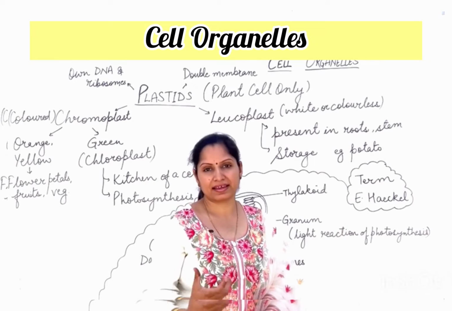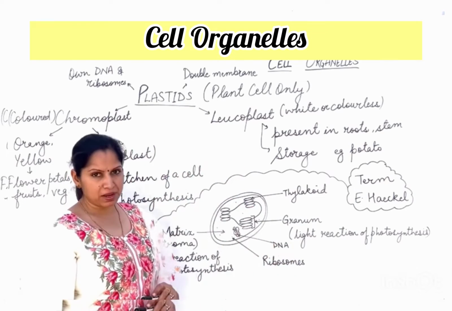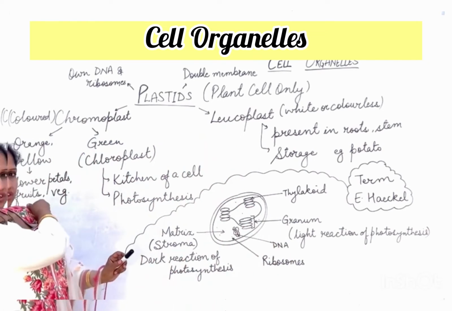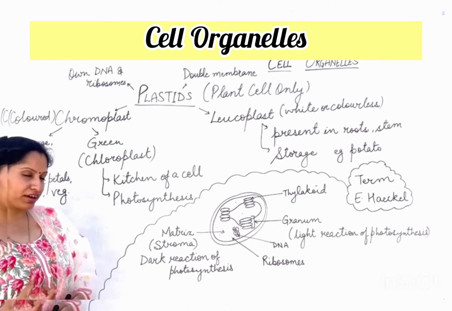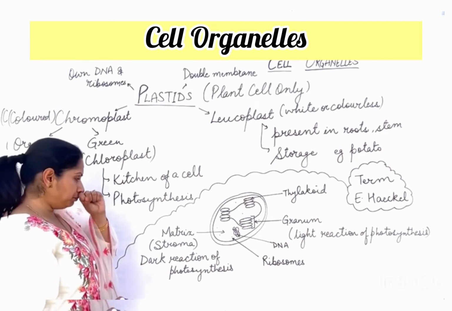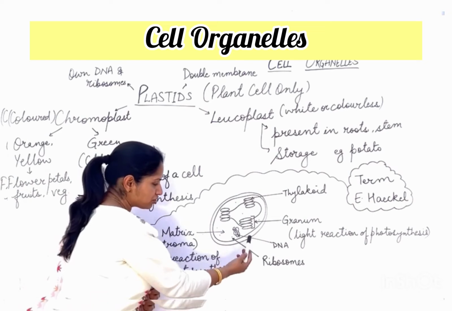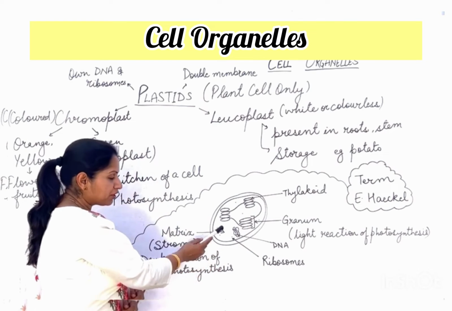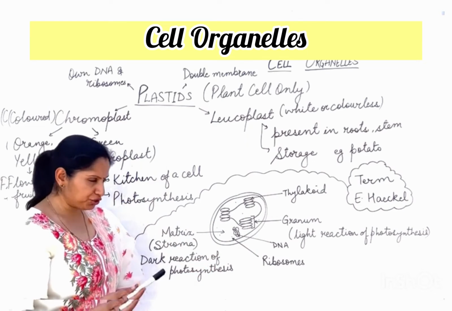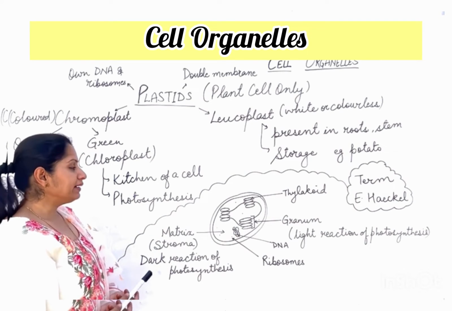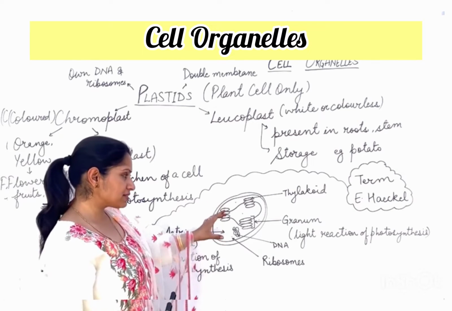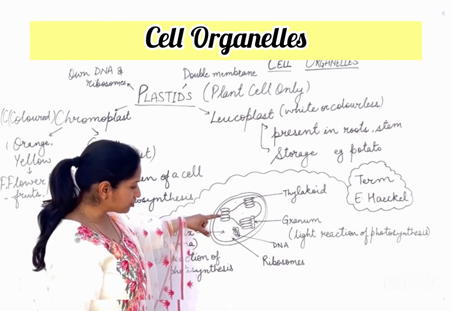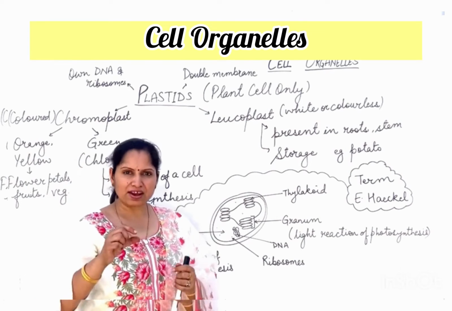E. Haeckel, you can remember, or Ernest Haeckel gave the term plastids. Apart from that, the structure of plastids is really important and interesting also. I told you it's a double membrane bound structure, so you can see the outer membrane and the inner membrane, both are continuous. Apart from that, inside the plastids, there is a structure like a stack of coins.